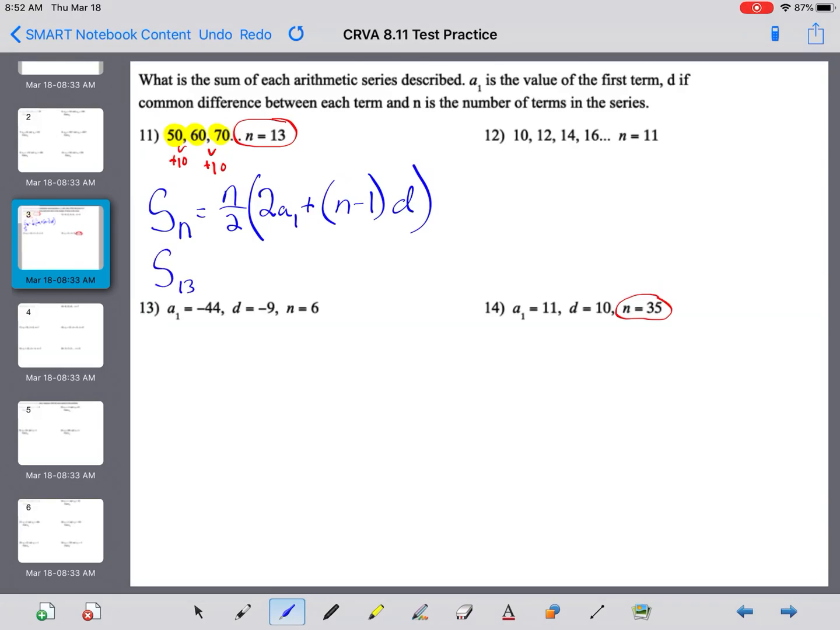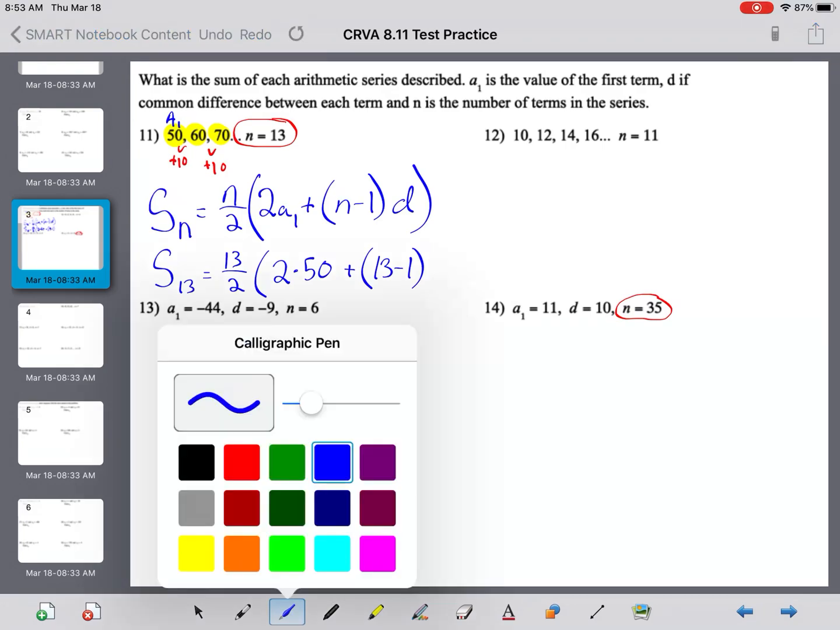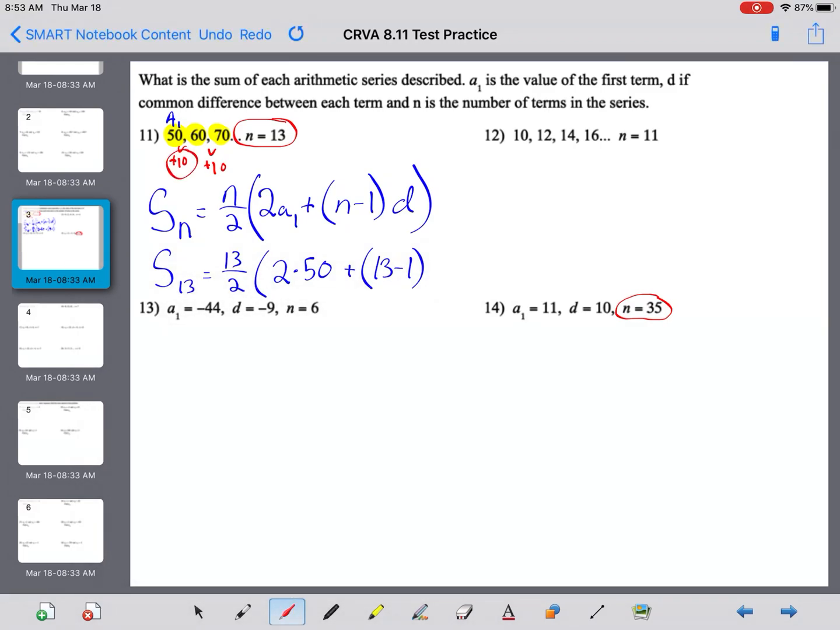So the sum of the 13th term, when n is 13, is going to be 13, the number of terms, divided by 2, times 2 times the first term. The value of the first term is 50, plus the number of terms in the sequence minus 1, and that has to be in parentheses, times the difference. The difference I found was 10. We're increasing, so it's a positive 10 every single time.